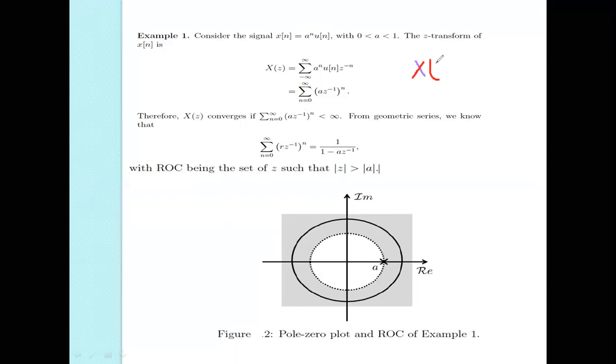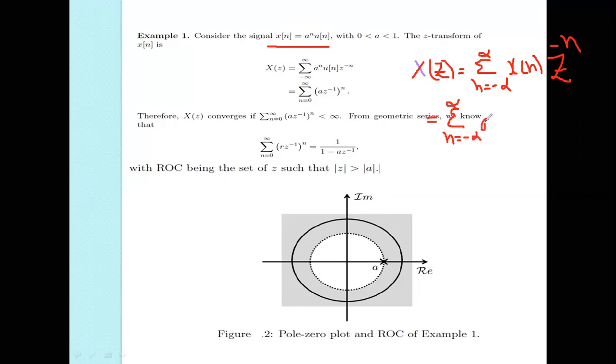X of z is equal to the sum over n from minus infinity to infinity of x of n z power minus n, which is the definition of the z transform. How do we find the z transform of the signal x of n equal to a power n mu of n? Substitute here: sum over n from minus infinity to infinity, where x of n is a power n mu of n, the given signal, times z power minus n.